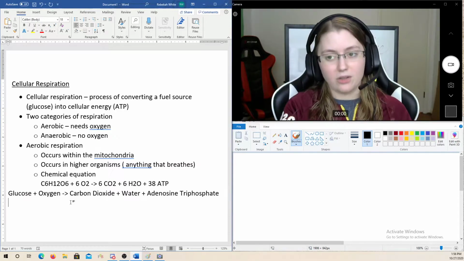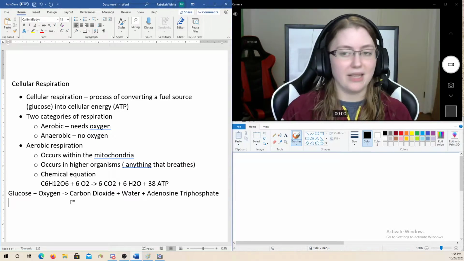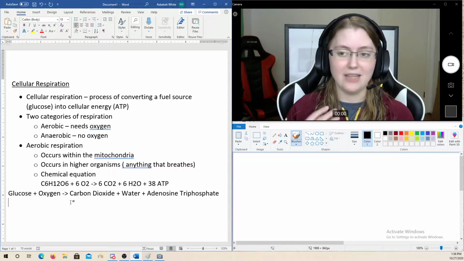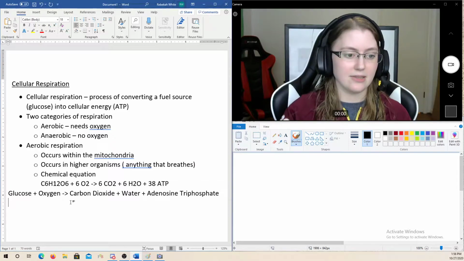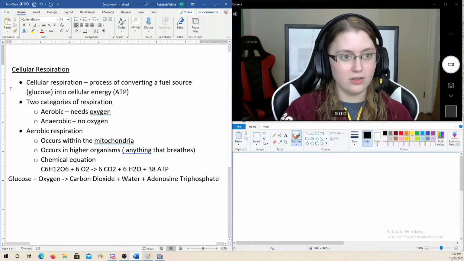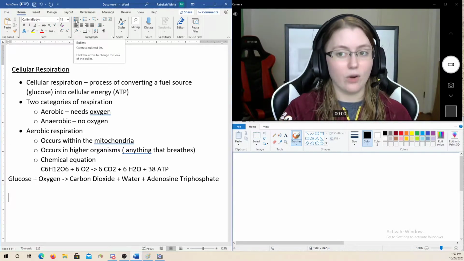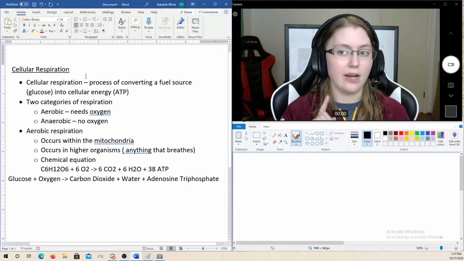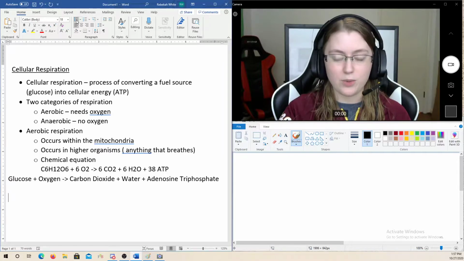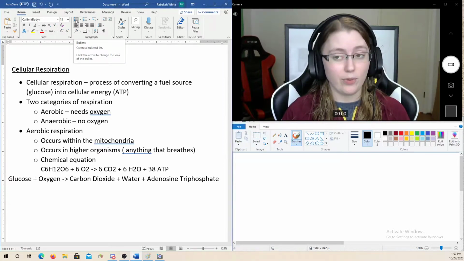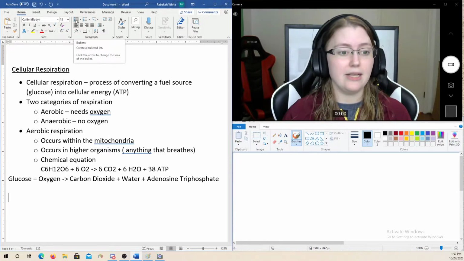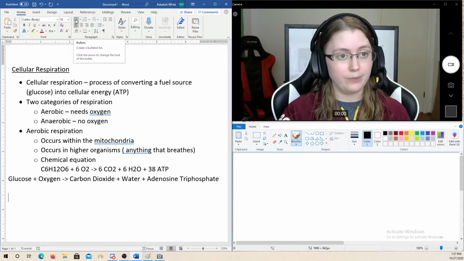So, we get our glucose from sources that we eat. Plants get their glucose from photosynthesis. And we end up using these cellular processes complementarily. So, it's pretty cool. And you will definitely have a question on your final comparing photosynthesis and cellular respiration. Because knowing the difference between these two processes and making sure that you have the correct chemical equation for each one is incredibly important in biology.